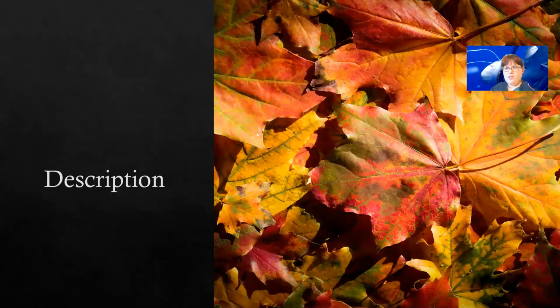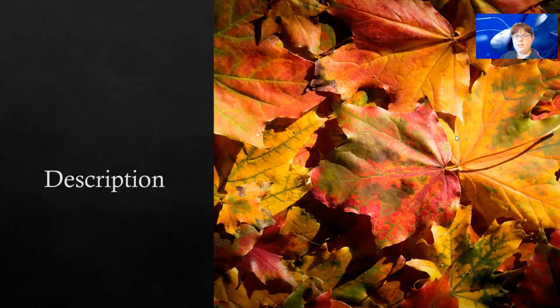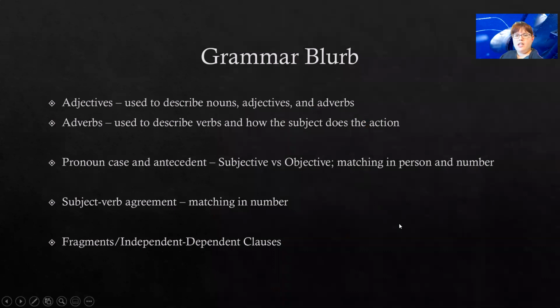Okay, so the first pattern of development that we'll be discussing is description. Now, with each of the different PowerPoints that we'll have throughout the semester, I'll have a little grammar blurb that starts them off and that will relate to the topics that we're learning, as well as help you to study for the final grammar exam.